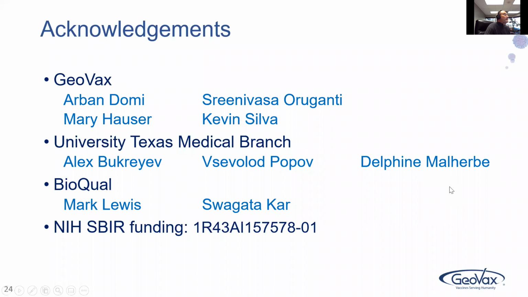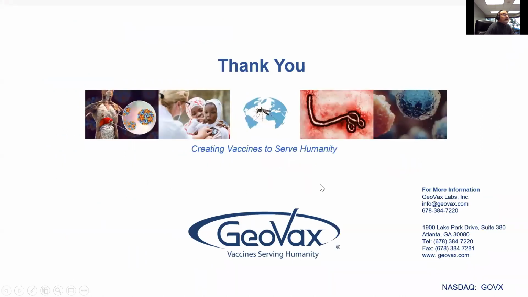And with that, I want to close and just point out the team of GeoVax, Armand Domi producing the viruses, and Mary and her team doing immune responses. We work with Alex Pokrayev at University of Texas Medical Branch on the hamster studies, Mark Lewis at BioQual with Dr. Carr working on the transgenic mouse studies. Our work is funded in part by the NIH. And with that, I will close.